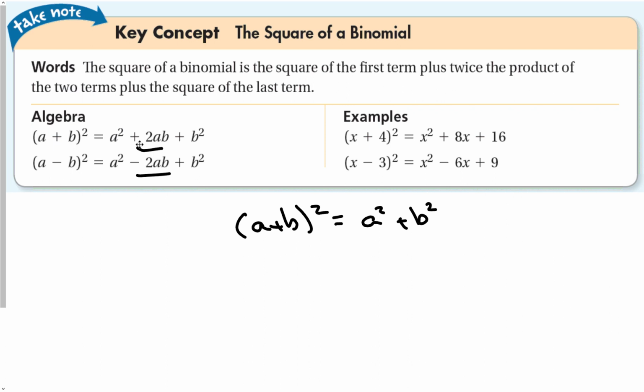If there's a plus, the middle term is positive. If there's a minus, the middle term is negative. So if you look at your examples here, we can just say x plus 4 squared is x squared plus 8x. 2 times x times 4 gives me this middle term, and then plus 16, 4 squared. Or x squared minus 6x, because 2 times x times negative 3 is negative 6. And then negative 3 times negative 3 is going to be a positive 9 when you square it. So don't do this.